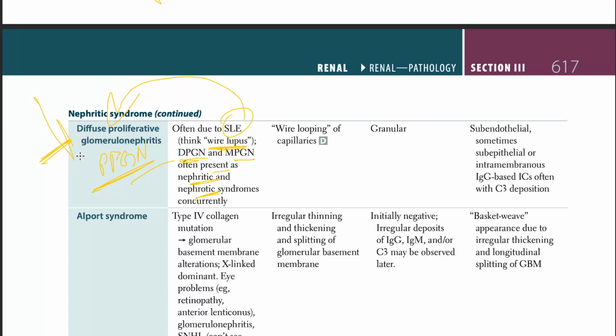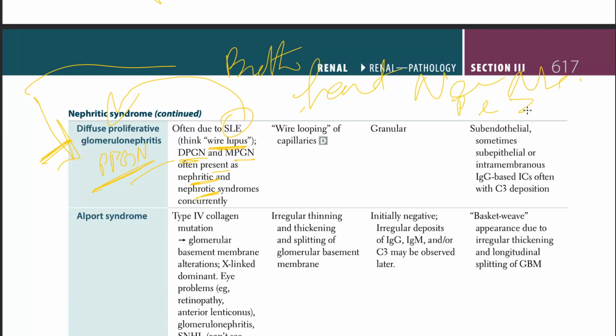So this is one of the things that we talked about that's going to have both features. You will have both nephritic and nephrotic features. For example, you'll have proteinuria greater than 3.5 with hematuria, full-on hematuria. Okay, so let's talk about the light microscopy.